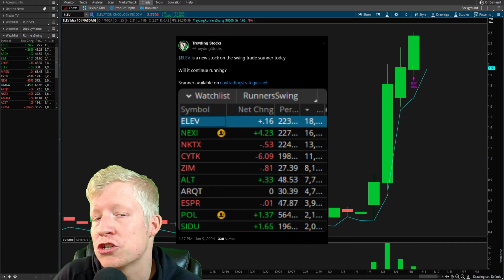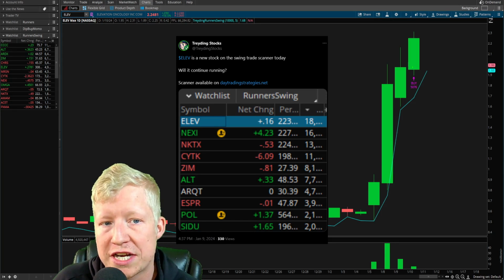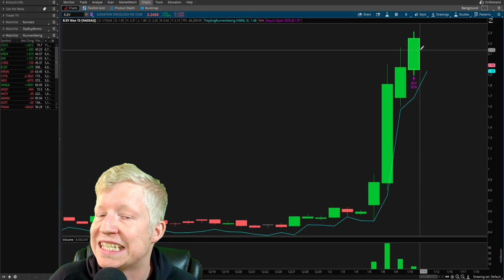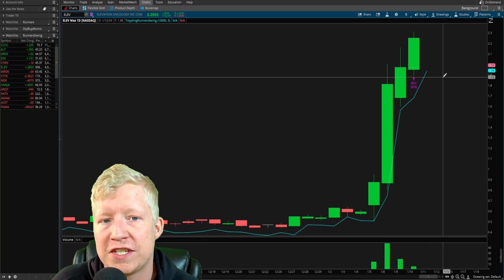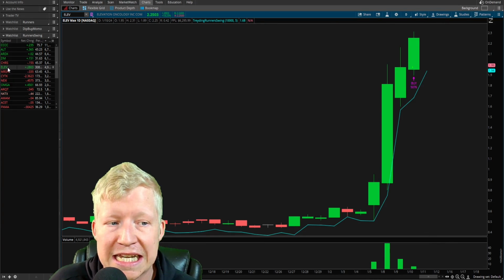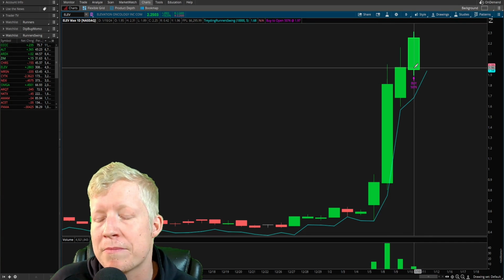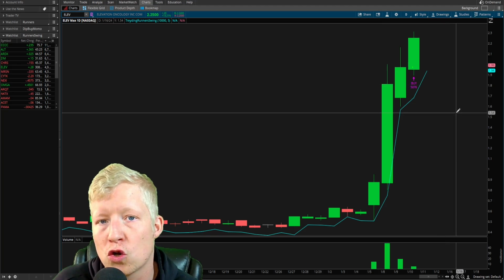I made a post yesterday stating that stock ELEV was a stock that was new on my swing trade screener. And today, that stock is up over 15%, the next day after the stock appeared on the screener. You can still see the stock sitting on the screener here, and you can see that I have an automated backtested strategy that has entered the trade as of close yesterday.